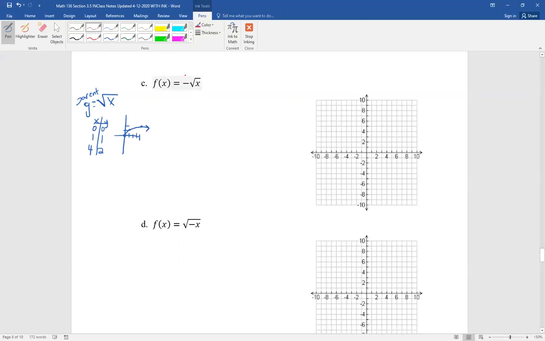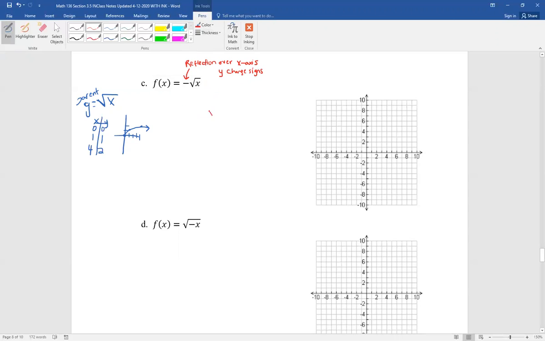Now the transformation that we're given has a negative in front of that. Now what we learned in class was that when there is a minus sign in front of the parent function, that is going to be a reflection over the x-axis. And what that means is that your y values are going to change signs. If they're positive, they'll go negative. If they're negative, they'll go positive.